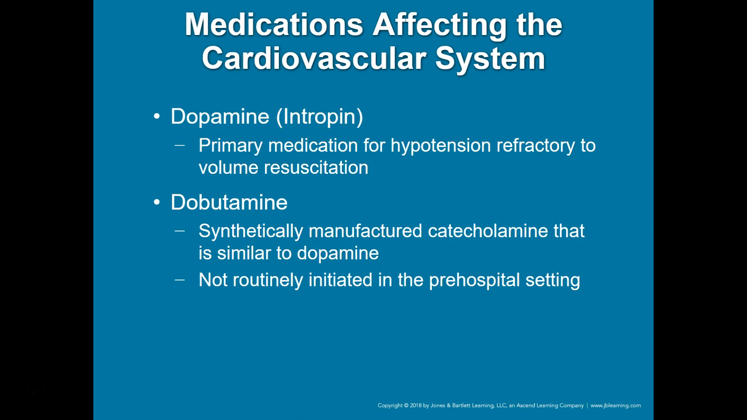Dobutamine is similar to dopamine. It's a synthetically manufactured one. It stimulates more beta 1 though, and less beta 2 and alpha. So it's going to hit the heart a little bit harder and not the vasculature quite as much.